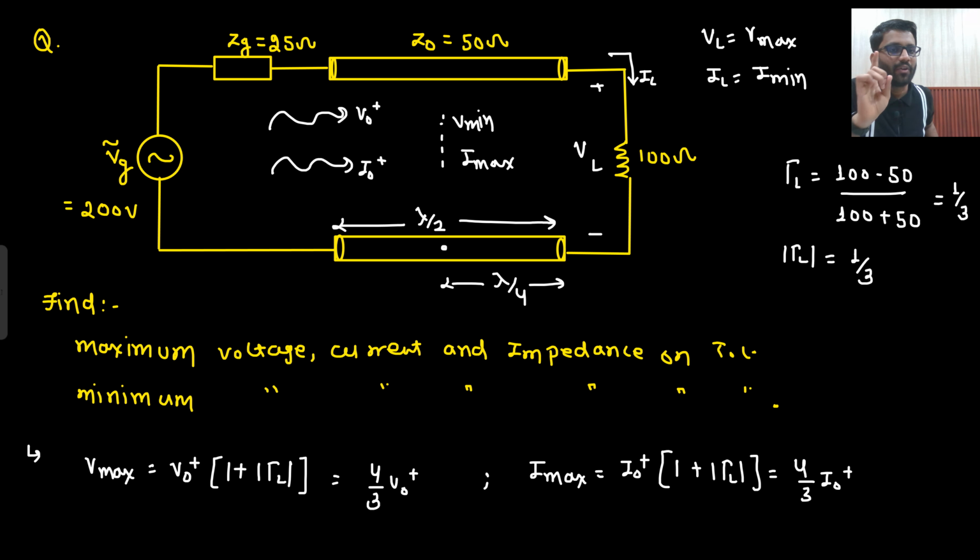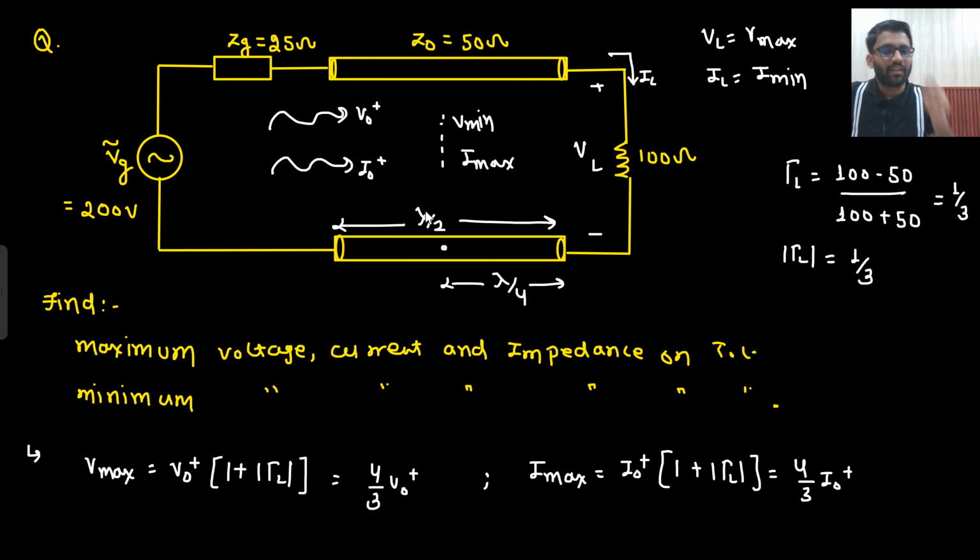All the things should be in your mind: how the voltage standing wave pattern will look, how the current standing wave pattern will look, and where you will get maxima and where you will get minima. In this particular question, the length was mentioned as lambda by 2. So the length was long enough. If the length is long enough, that means you will get minima as well as maxima.